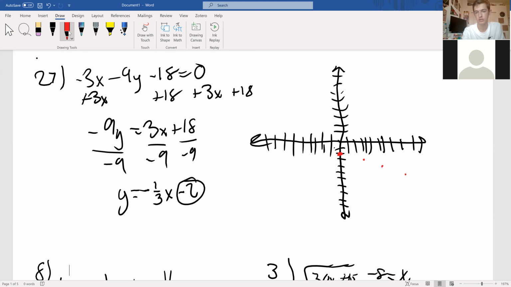Something like this, and this, and this. So still not the straightest, but that one just really has that added step of actually solving for y first.